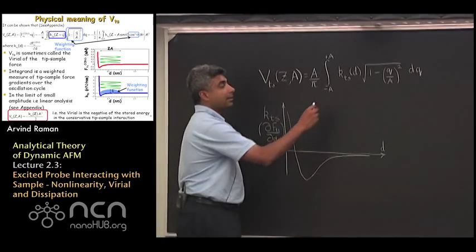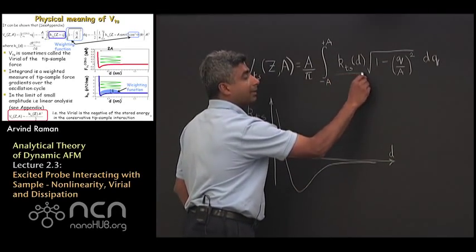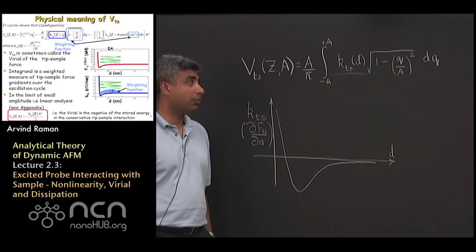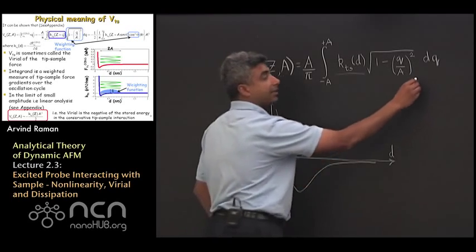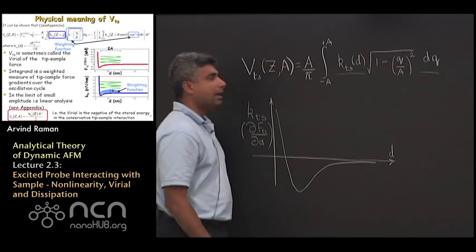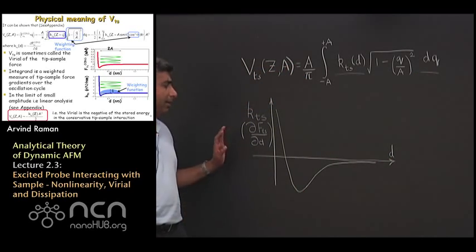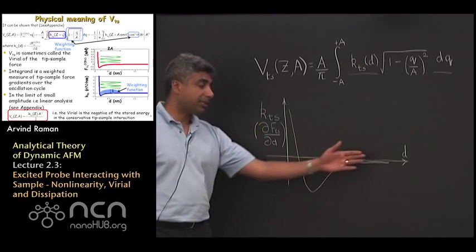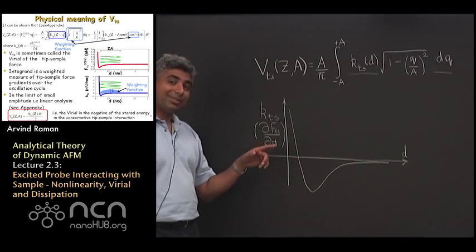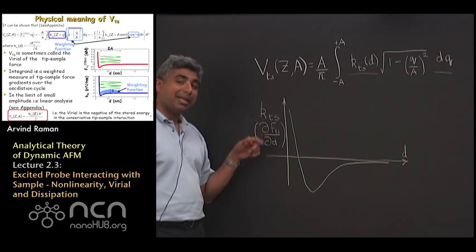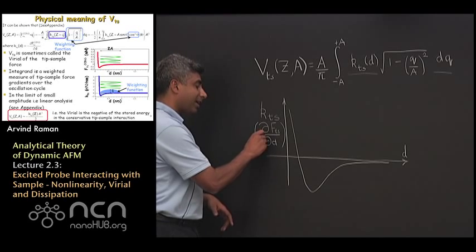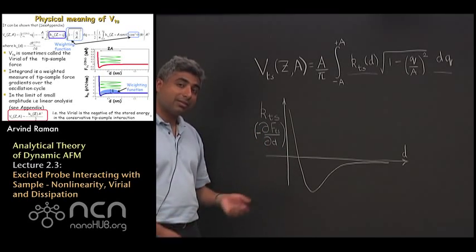What's important here is that it consists of two different quantities. The first is K sub TS, which is the tip sample interaction force gradient, times dq. And one would understand that in the context of this graph here. So what I've graphed here is a canonical tip sample interaction gradient versus d graph. This is not F versus d, this is rather K sub TS versus d, which is the gradient. And remember, we have put a negative sign here to ensure that the gradient is positive and it's repulsive.